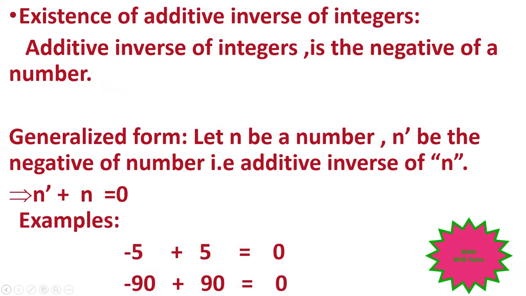Existence of additive inverse of integers. It says the additive inverse of an integer is the negative of that number. The generalized form is: let n be a number and n dash be the negative of the number, that is, the additive inverse of n, which implies n dash plus n equals 0. We have two examples. First one is negative 5 plus 5 equals 0. Negative 90 plus positive 90 is also equal to 0, which says existence of additive inverse of integers holds good.